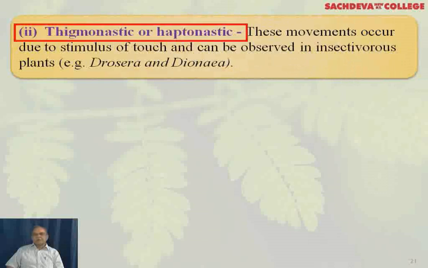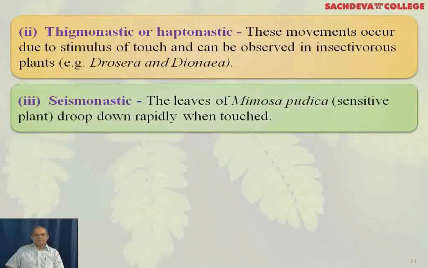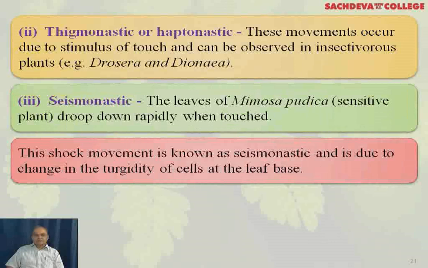Thigmonastic or haptonastic. These movements occur due to the stimulus of touch and can be observed in insectivorous plants like Drosera and Dionaea. Seismonastic. The leaves of Mimosa pudica, the sensitive plant, droop down rapidly when touched. This sharp movement is known as seismonastic and is due to change in the turgidity of the cells at the leaf base.